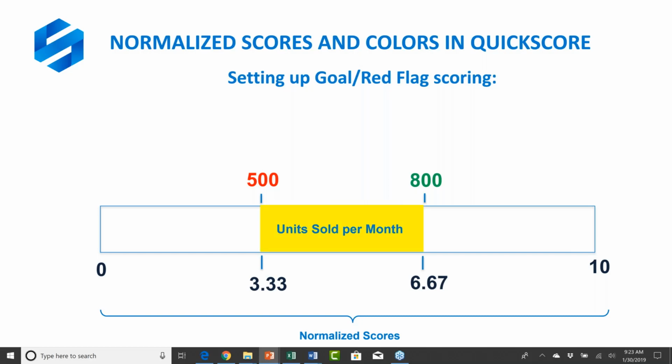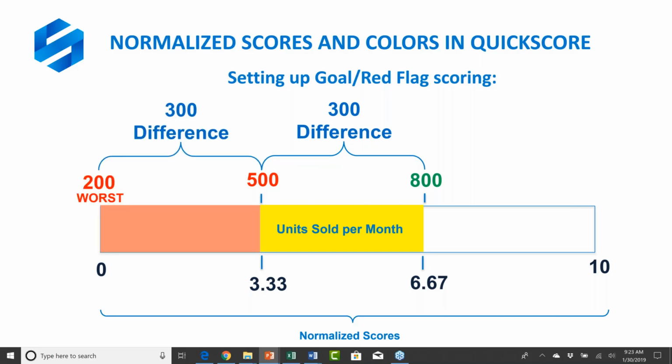And going forward, any values that fall between 500 and 800 will automatically be colored yellow and be assigned an appropriate normalized score, depending on what the value is. The software also acknowledges a 300 unit difference or delta between your red flag of 500 and your goal of 800. And it takes that 300 unit difference and subtracts it from the red flag of 500 to define 200 as the worst value, which will be aligned or tied to a normalized score of 0.